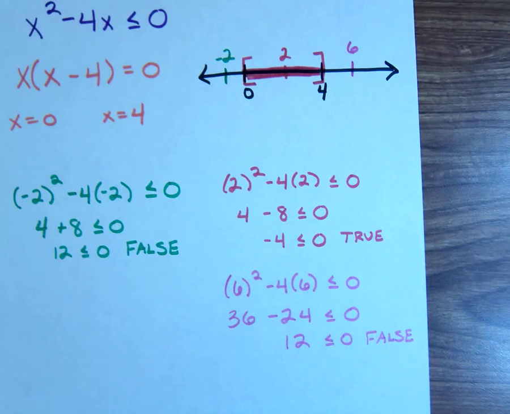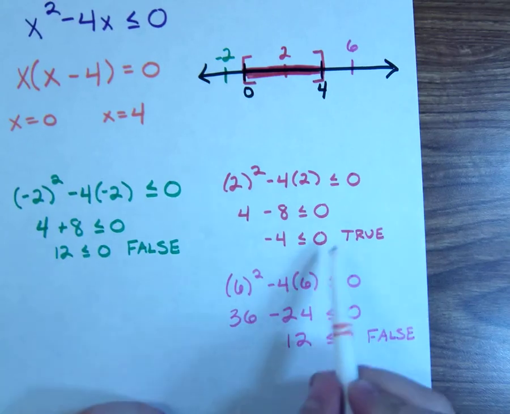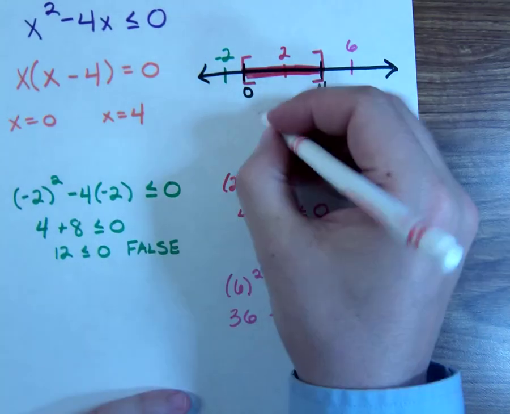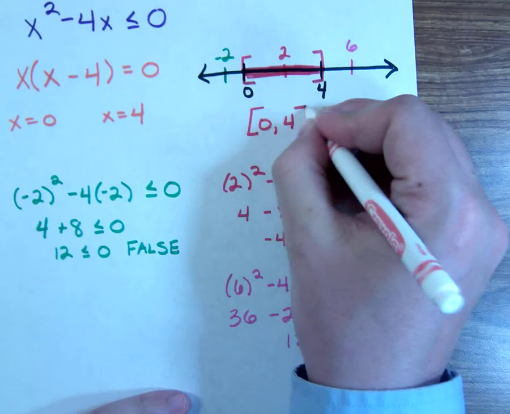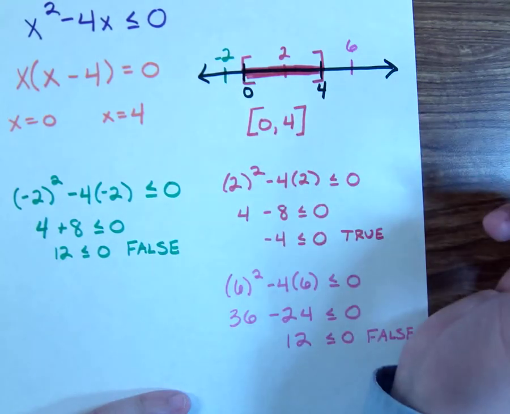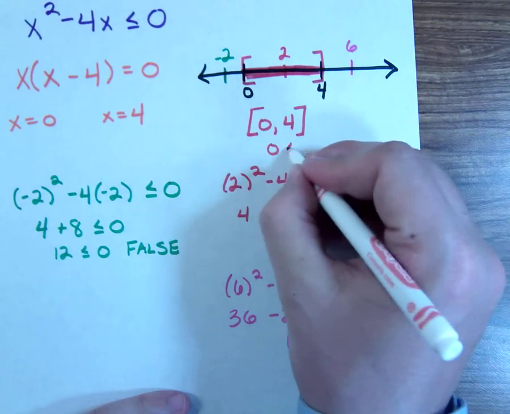How do you write that? This is a good way to write it, using the number line. You can also do it like this. That's a good way to write it. That's interval notation. And I like this one.